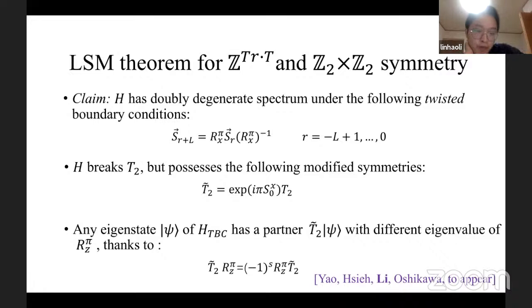And although this twisted Hamiltonian is invariant under this modified lattice symmetry and the pi rotation, they are not commuting with each other for the half integer spin chain. Therefore, this twisted Hamiltonian must have a doubly degenerate spectrum.